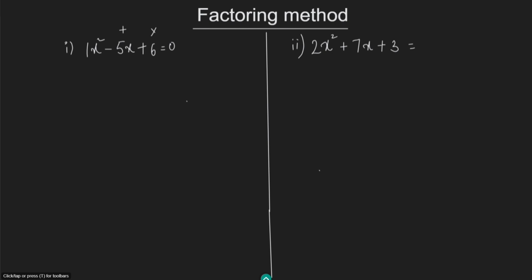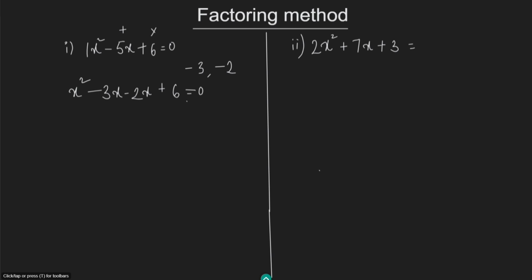So the numbers can be negative 3 and negative 2 because negative 3 multiplied by negative 2 will give you a 6 and negative 3 plus negative 2 will give you a negative 5. And these numbers are helpful in splitting the middle term. So we are going to rewrite the equation like this, x square. Now we are going to split minus 5x as minus 3x minus 2x plus 6 equal to 0.